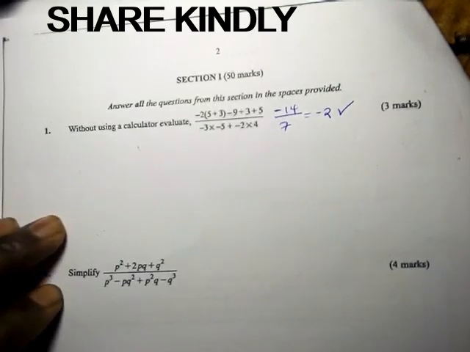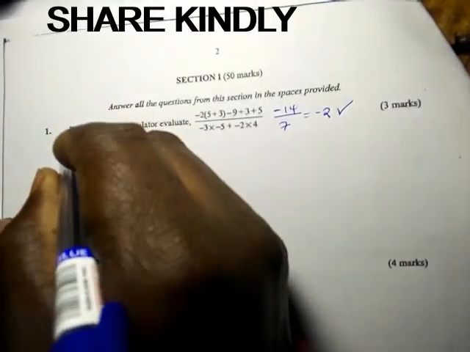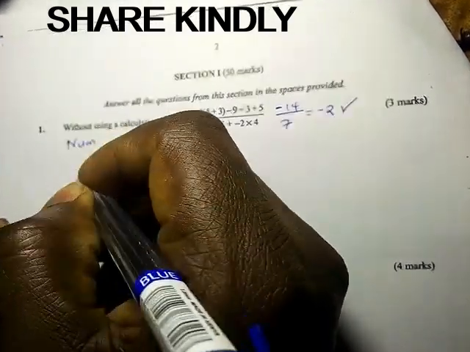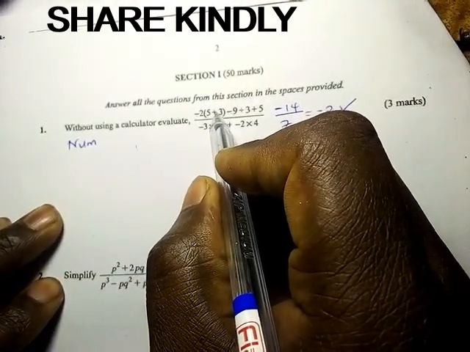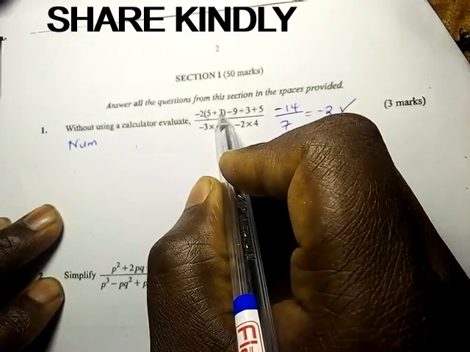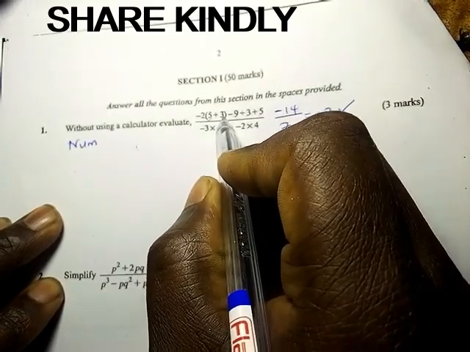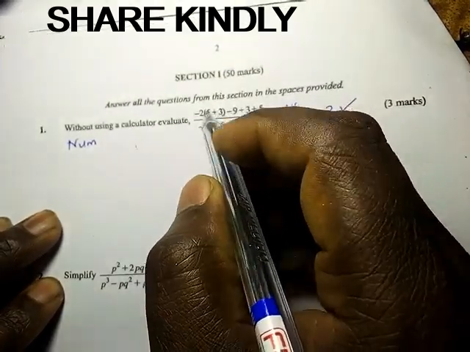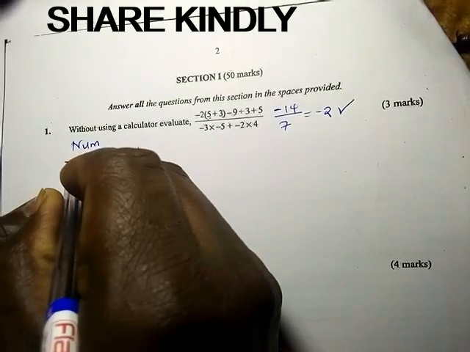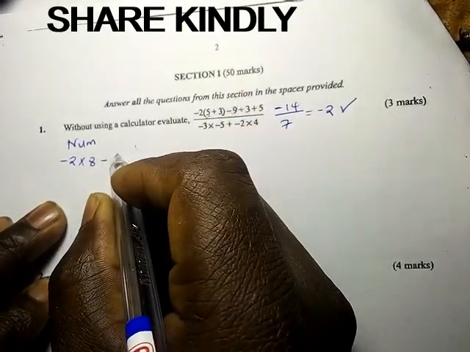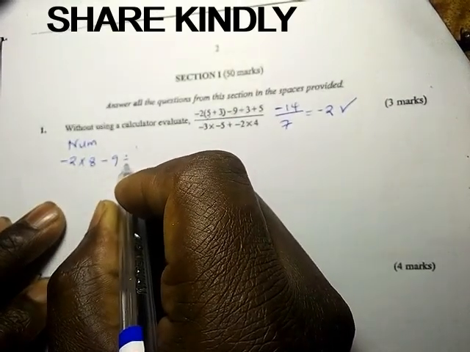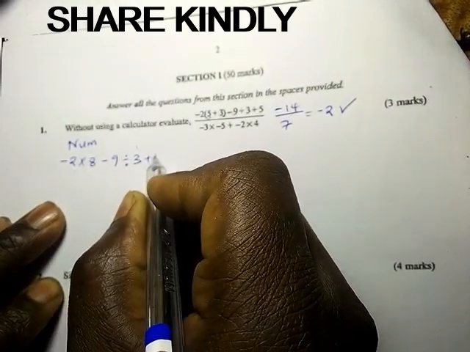So how will they know that you have not used a calculator? We must show the working. Once you have the numerator, you need to show them that you have started with the brackets. So in the bracket we have 5 and 3. 5 plus 3 is 8. So we will have negative 2 times 8, the 8 we have obtained here, and then minus 9 divided by 3 plus 5.